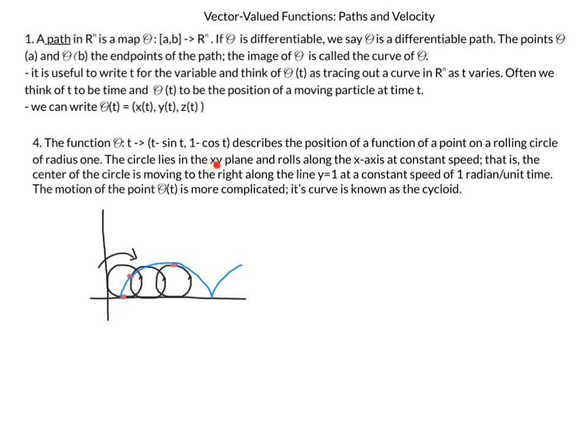So the circle lies on the xy plane and rolls along the x-axis at a constant speed. That is, the center of the circle is moving to the right along the line y equals 1 at a constant speed of radius 1 radian per unit time. The motion of the point, this red point, is more complicated. Its curve is known as a cycloid. So this is the cycloid curve.